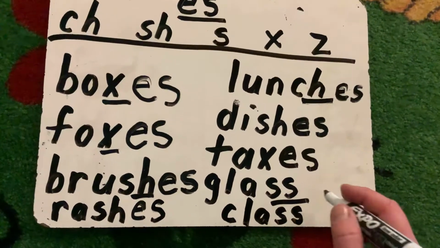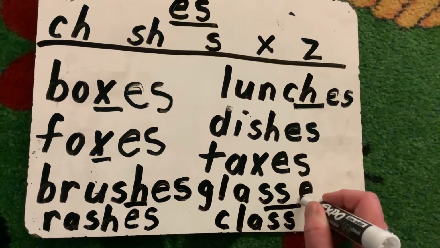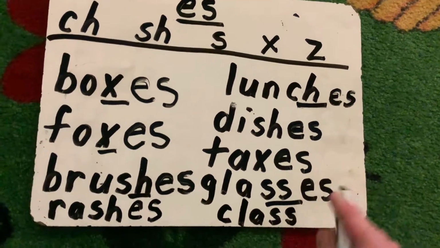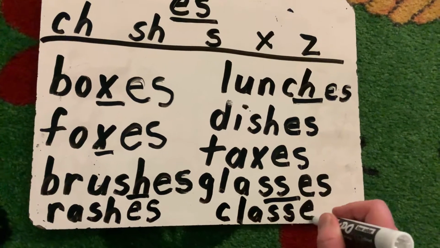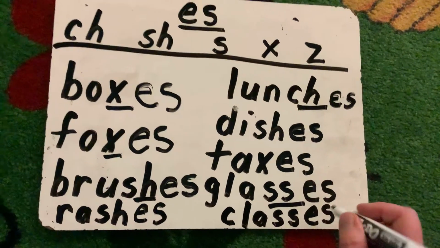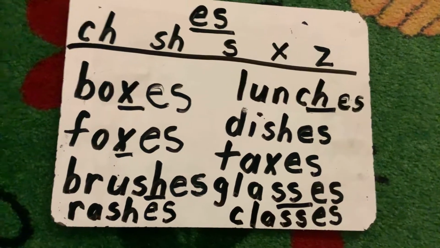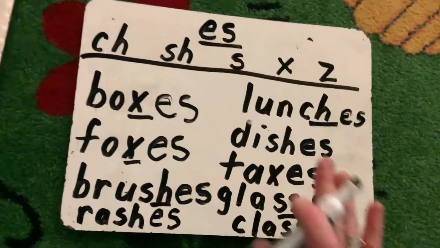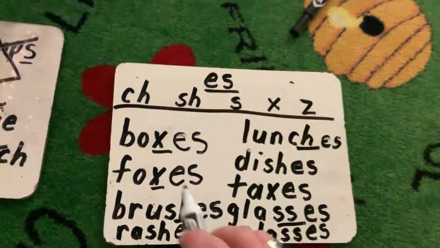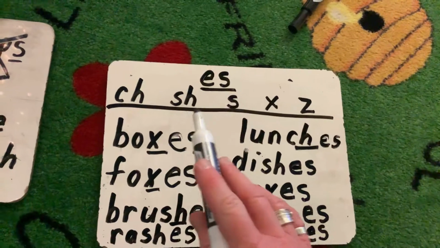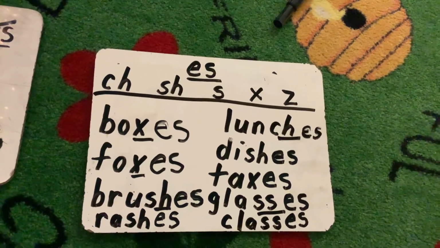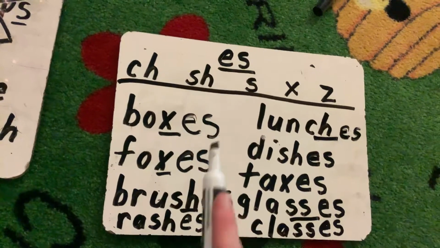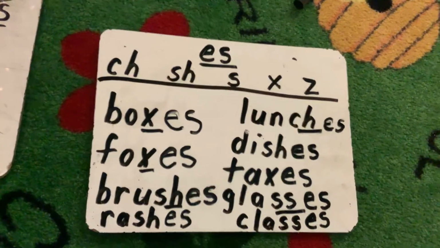Glass, it ends in an S, more than one. Glasses. Class, more than one. Classes. So a suffix comes at the end of a base word, a word by itself. When a word ends in ch, sh, s, x, or z, add es. So it can mean more than one or happening right now.